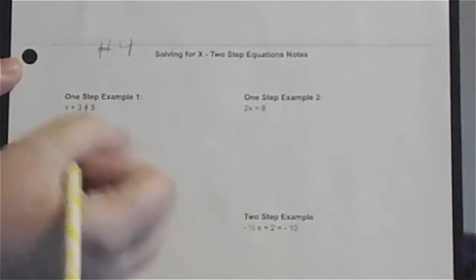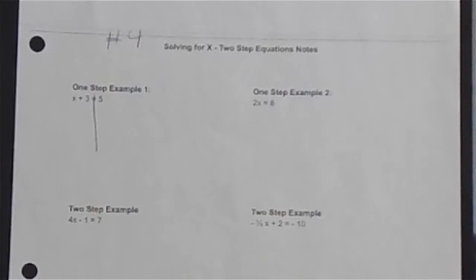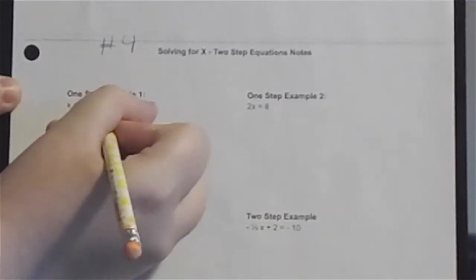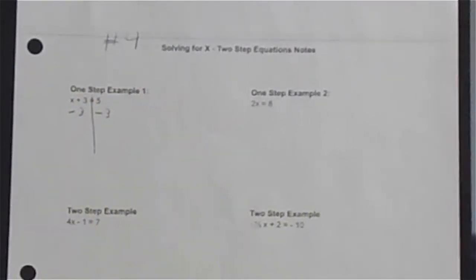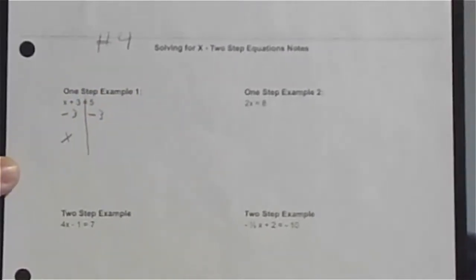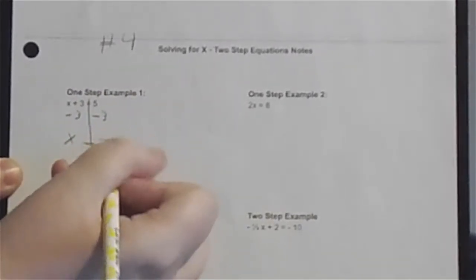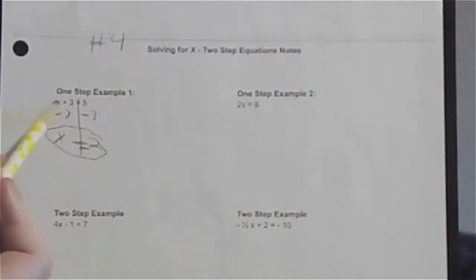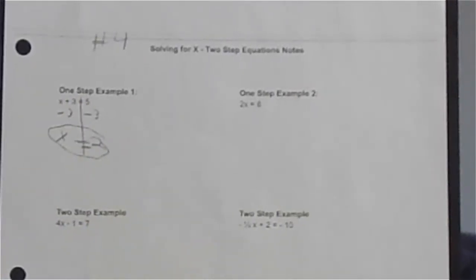A one-step example was when we were adding something to x. So if I had something plus 3, to get rid of the plus 3 and isolate x, to get it all alone, I had to minus it away. So I'm going to minus 3 here, and I'm going to minus 3 on the right side so that my two sides stay equal. So this x is still here. 3 minus 3 became 0, and 5 minus 3 became 2. So I found out that x was 2, because if I put it back here, 2 plus 3 is 5.